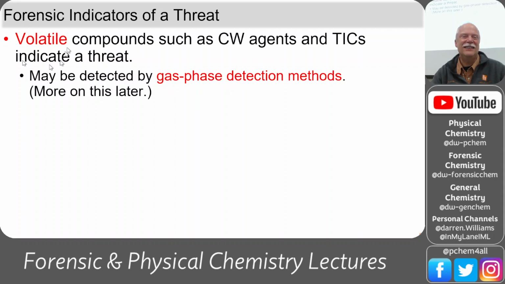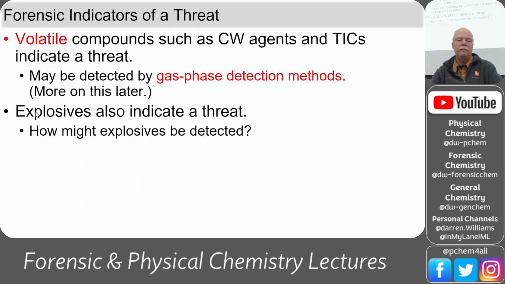And so let's look at how we detect some of these things. These volatile compounds, like the chemical warfare agents and toxic industrial chemicals, indicate a threat. They have to be detected by gas phase detection methods. So how do we detect explosives?